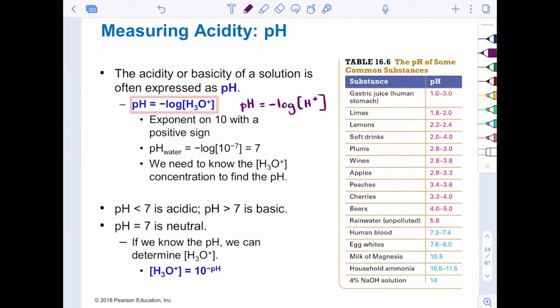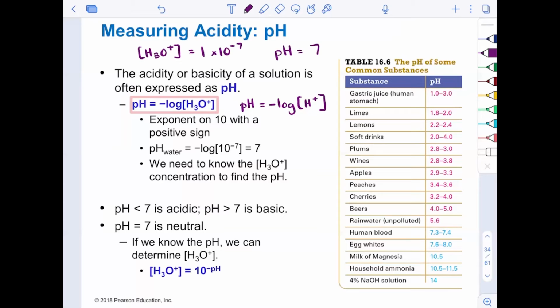The exponent on 10 with a positive sign is really important to note here. The exponent of that concentration times 10 to the whatever, it's really taking that value of concentration and making it into a manageable number. That's why we use pH. So as we saw before, if the concentration of H3O plus in pure water is 1 times 10 to the negative 7, punch that into your calculator.